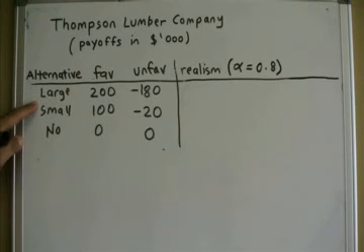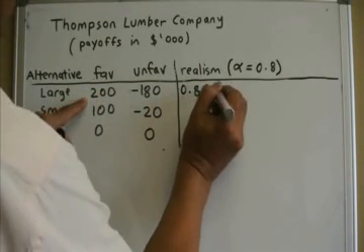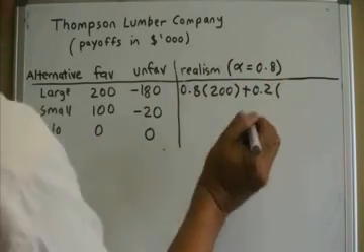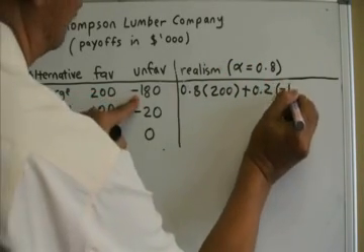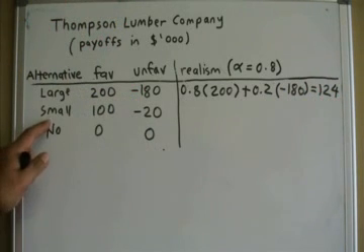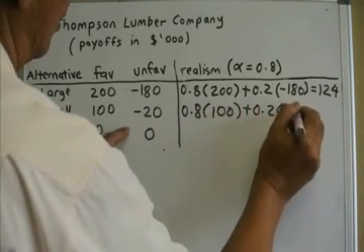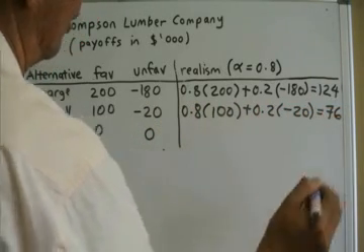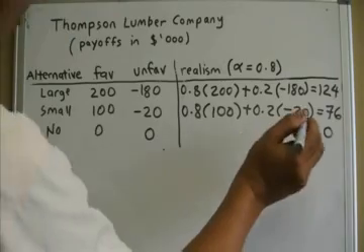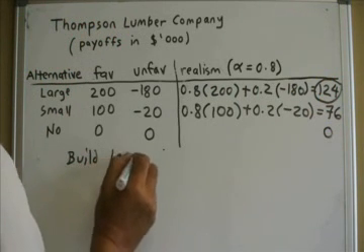So we calculate for large plant, according to the equation, 0.8 times the maximum. So between these two, the maximum is 200, plus 1 minus 0.8, which is 0.2, times the minimum. So between these two, the minimum is negative 180, which gives 124. For small plant, we get 0.8 times 100, plus 0.2 times negative 20, which is 76. And for no plant, 0.8 times 0 plus 0.2 times 0 is 0. So between these three values, the biggest is 124. So the decision is build large plant.